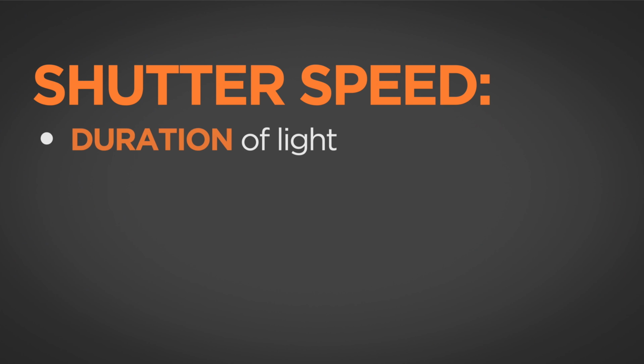So we'll start with shutter speed. Here's some information about shutter speed. Shutter speed is the duration of light. It's how long from when you press the shutter the sensor in your camera is exposed to light, and it's usually measured in fractions of a second. We'll come back to that in a minute.